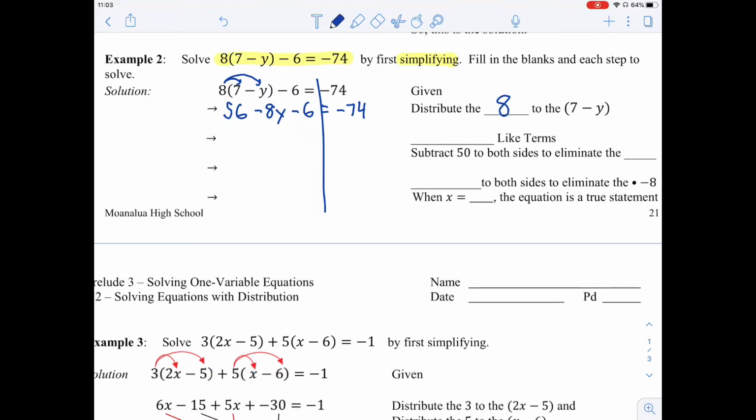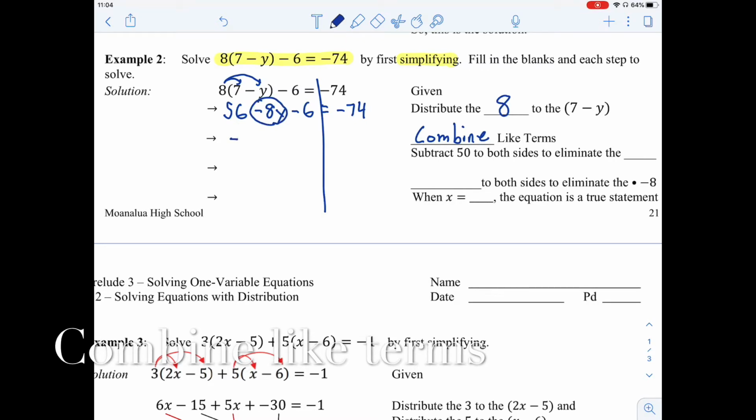Next step, we're going to look at it. We still have constants. We still have these two constants out here. We want to put them together to simplify it. So we're going to combine like terms. So we got negative 8y. Remember the signs, so negative 8y. Let's bring it down.